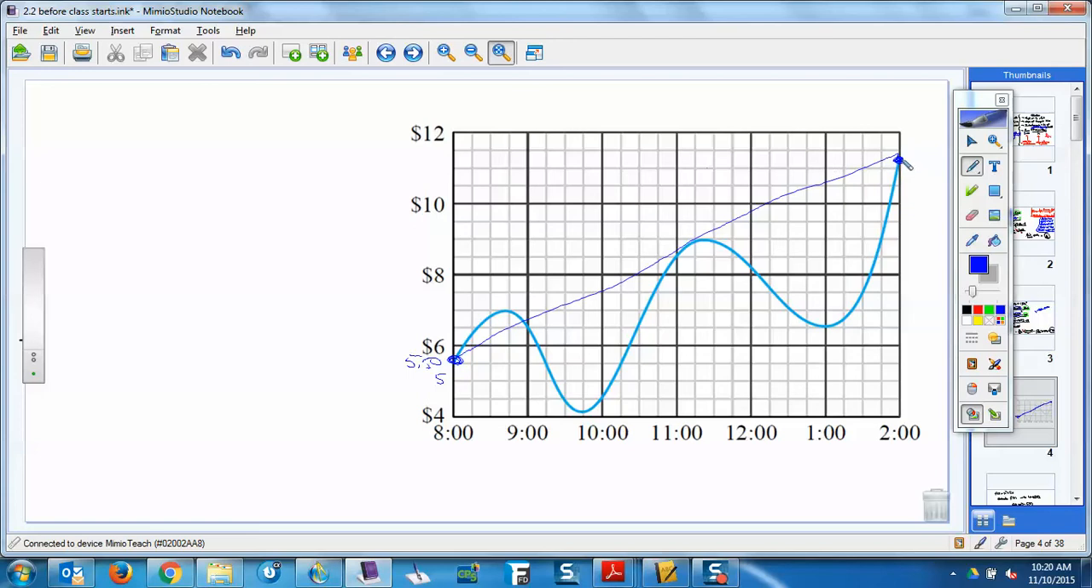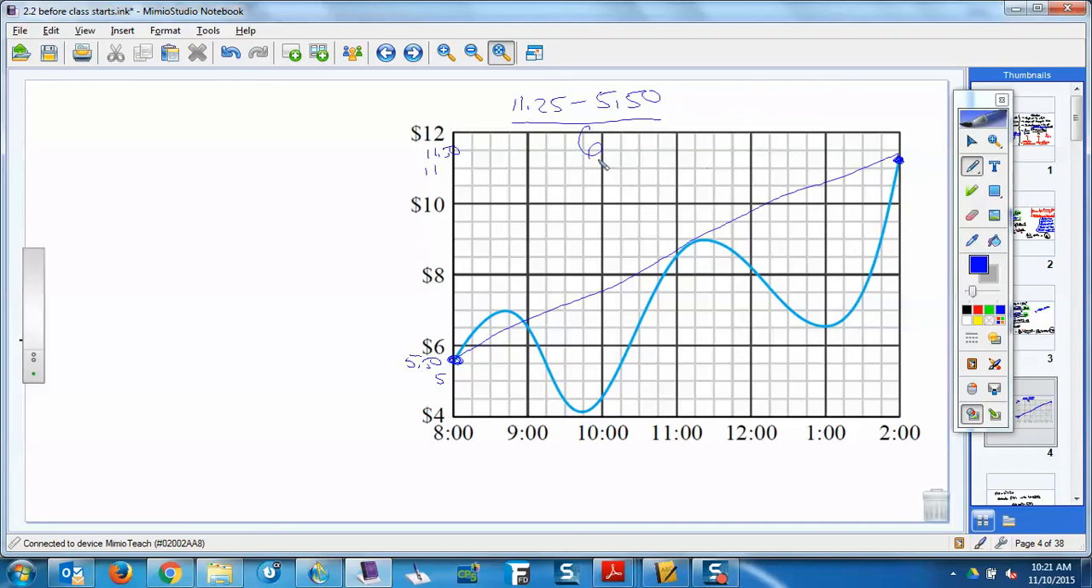In your book, it was kind of hard. I was helping somebody this morning, and it looked like it was 11, but they called it 11 and a quarter, because this would be 11.50. So in the answer book, they were calling it 11 and a quarter minus 5.50 for the rise, and then the run would be from 2 o'clock to 8 o'clock, which would be 6. So you just divide those, right? Average rate of change.